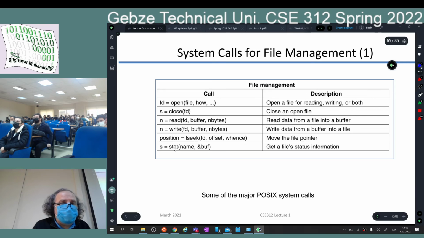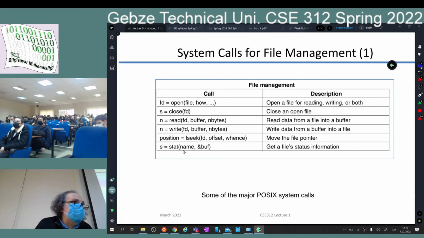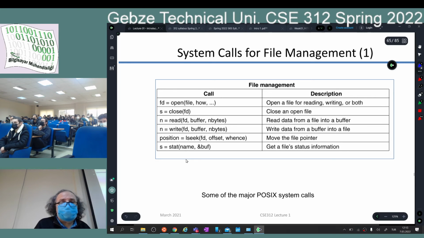And sometimes you get these kind of status information of the file. Is it open, is it readable, writable, etc. Okay, so these are the standard POSIX file management examples of file management system calls.